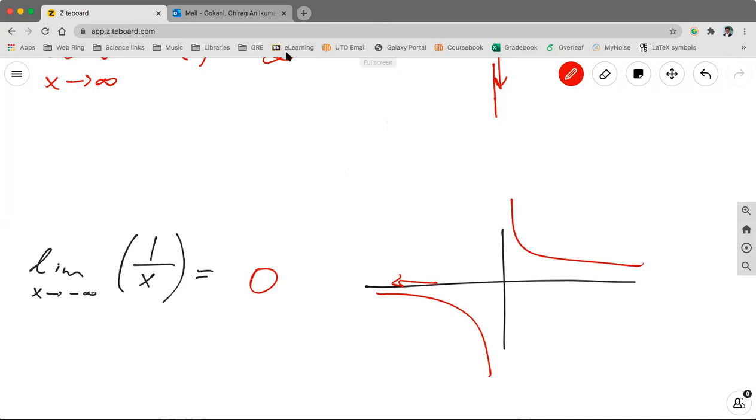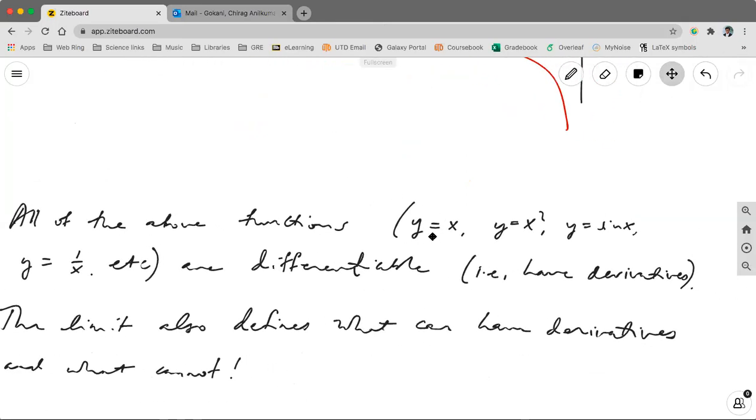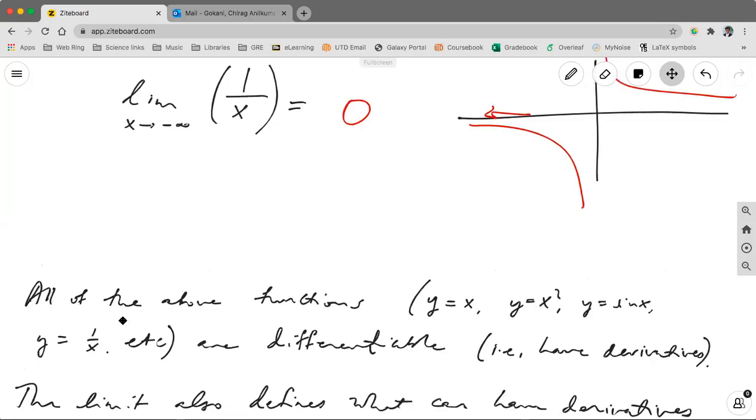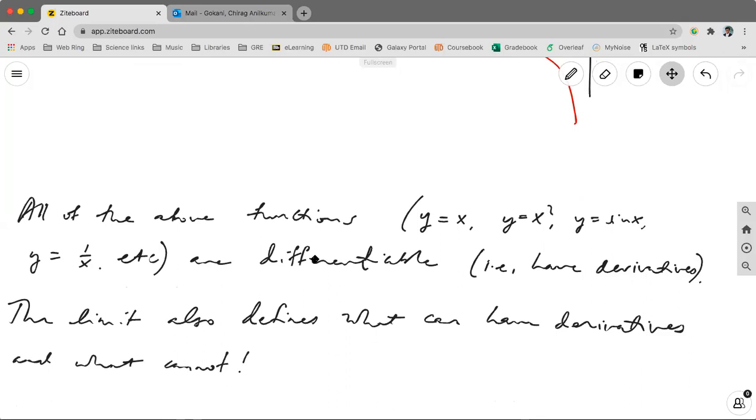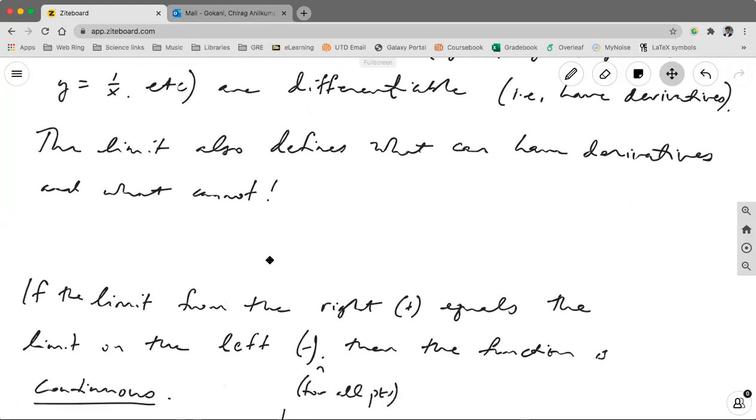Okay? Good, okay. So we have this idea of limit, and all of the above functions that we did, we looked at the limit of values as y is x squared, y is sine of x, and this last example, y is 1 over x. All of these things are differentiable. They all have derivatives. And the limit actually helps us define what can have a derivative and what cannot. And central to this idea is the idea of continuity, whether a function is continuous or not.